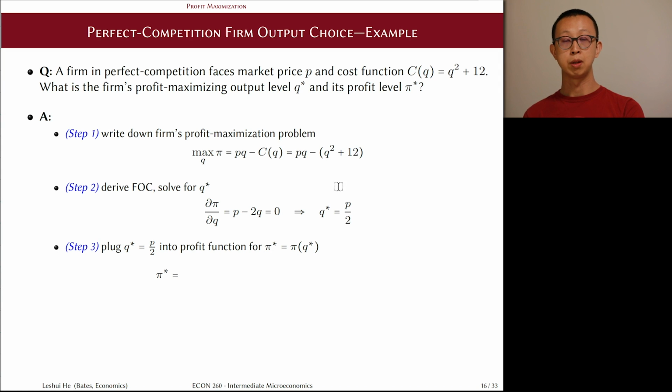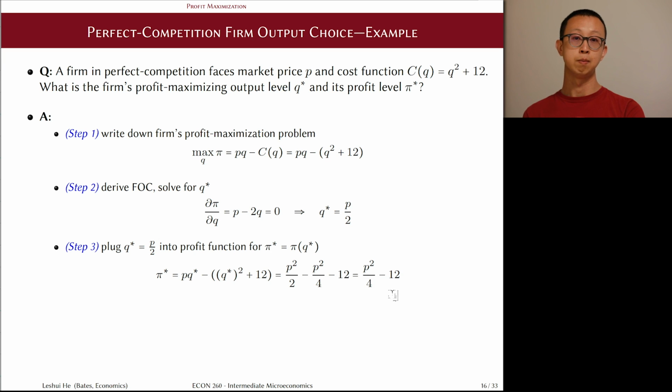From here, we can plug this optimal output level back into the profit function to find the maximum profit level for the firm. After plugging it in and a little bit of calculation to simplify the expression, we find that the highest level of profit for the firm is going to be 1/4 of P squared minus 12.